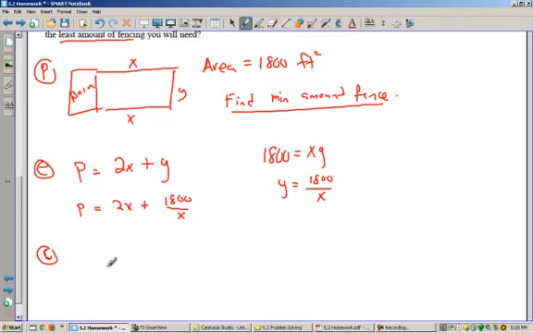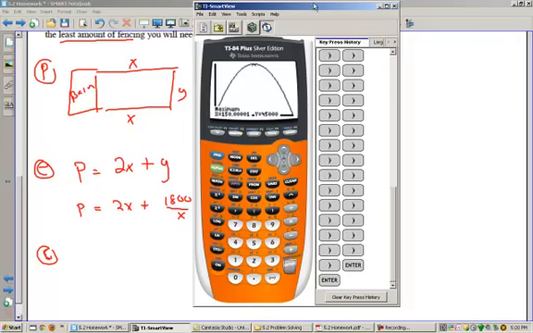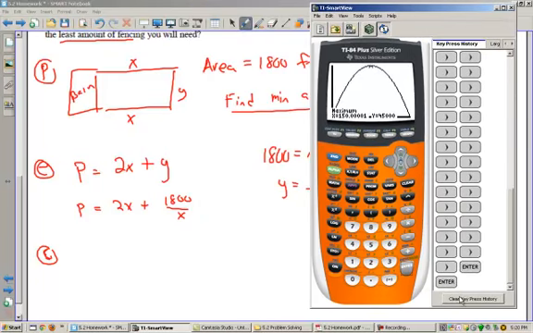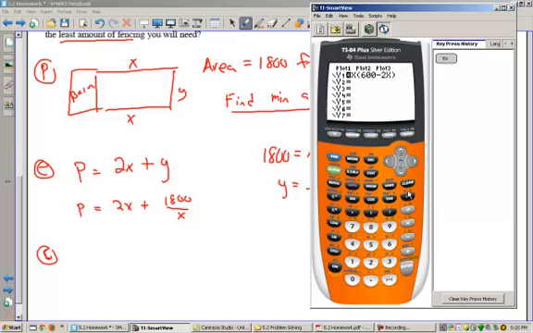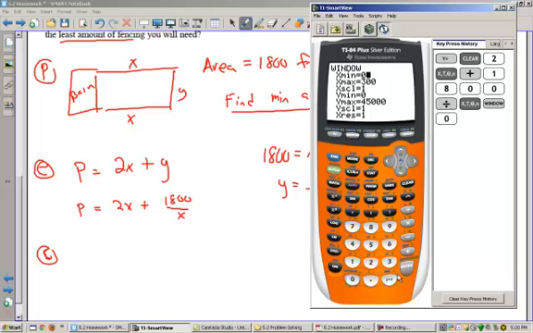Right, and now I want to solve. So the way I solve this is I'm going to graph it. So I take out my calculator. I hit y equals, and I want to graph this function, this formula. So I have 2x plus 1800 divided by x. That's my perimeter formula. And I make my window. Now for my window, I'm going to go from 0 to, and now I have to choose a reasonable distance. So I have it set at 300. That seems fine to me. Let's leave it at 300 and see what happens.